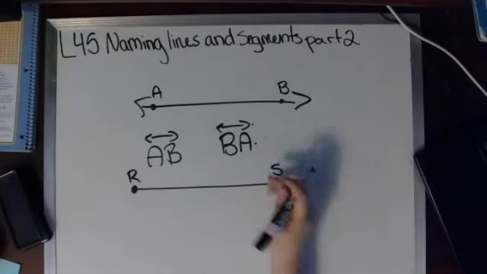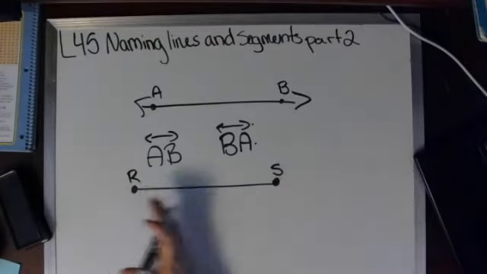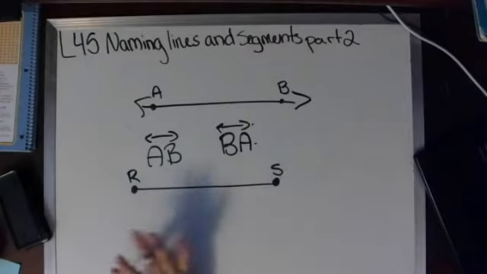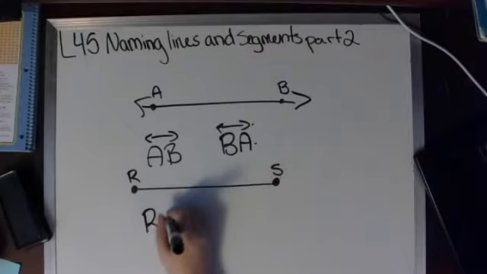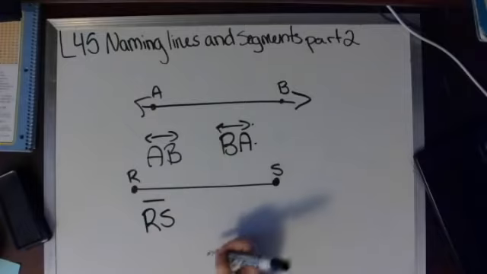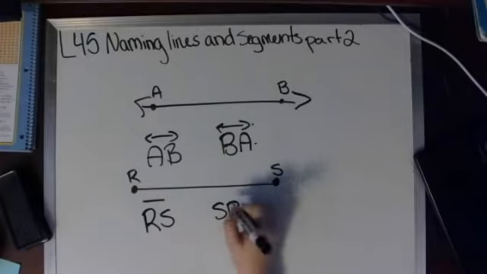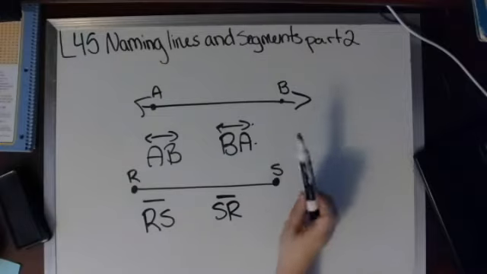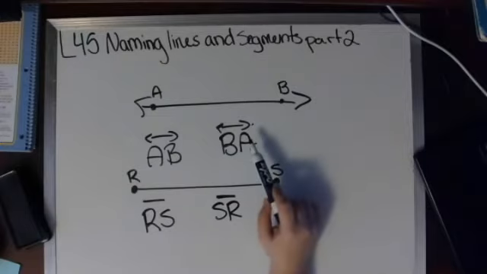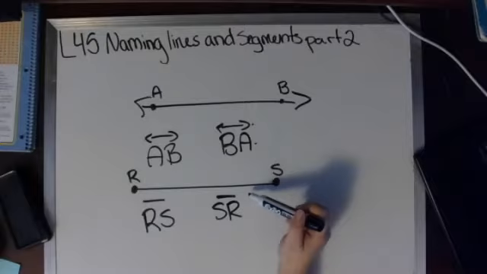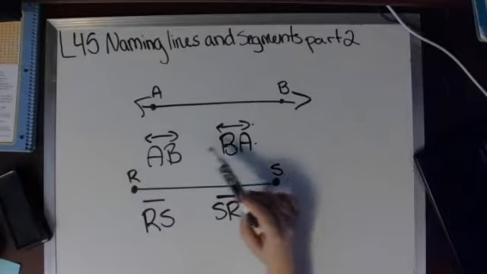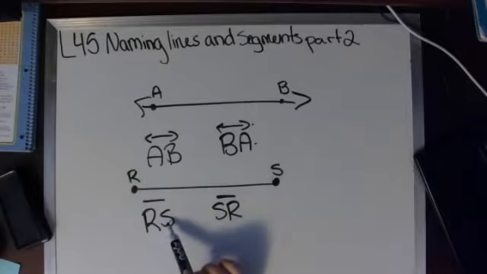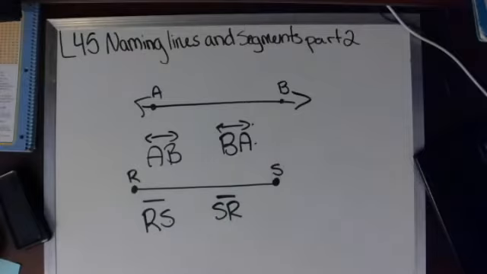Okay, now same thing as the line. This can be segment RS or this can be segment SR. It just depends on how you want to look at it. So let's start with RS. And for a segment, I just do that on top. And for SR, it's the same thing, just a line on top. Okay, so again, the big difference here is those arrows. If you don't have those arrows, I assume you're just saying a segment. So this is line AB, line BA, segment RS, segment SR. Okay, those are the abbreviated forms for how to write the different lines and segments.